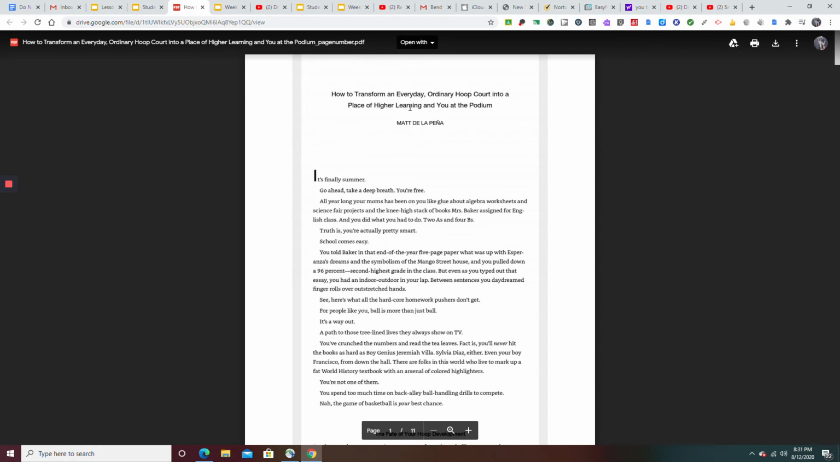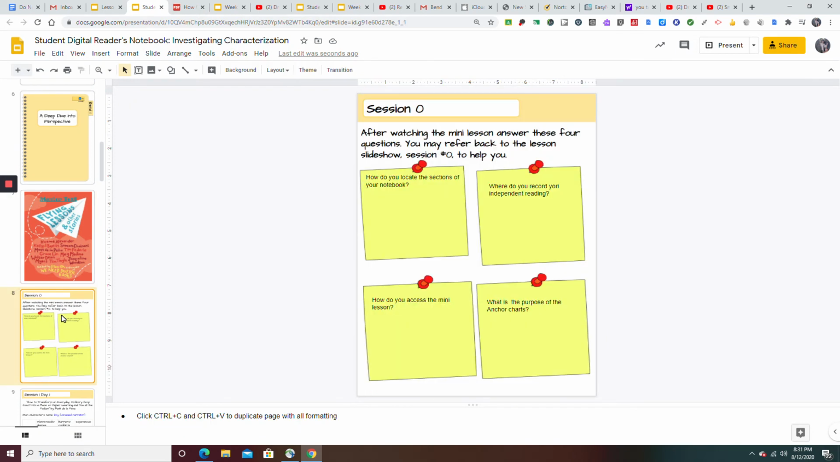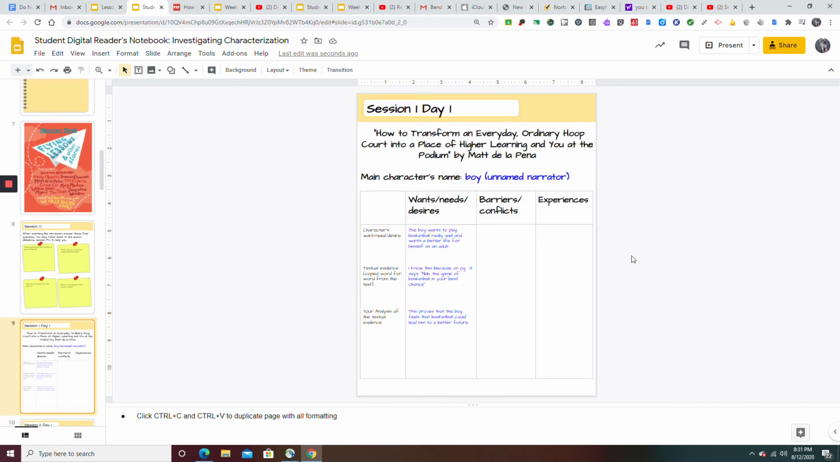So next we go into our actual pages for the sessions where you're going to record your information or your independent work. So session 0, so this is where you'll record your work today. Session 1, day 1, the teacher's modeling part. Session 2, day 2, etc.